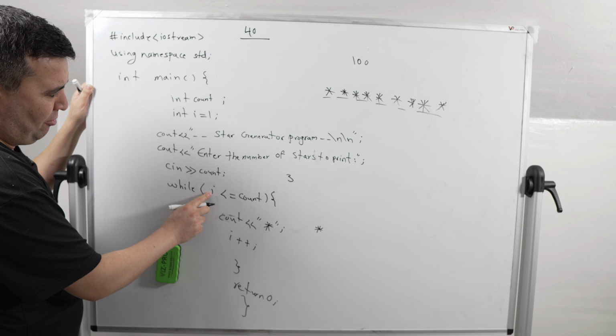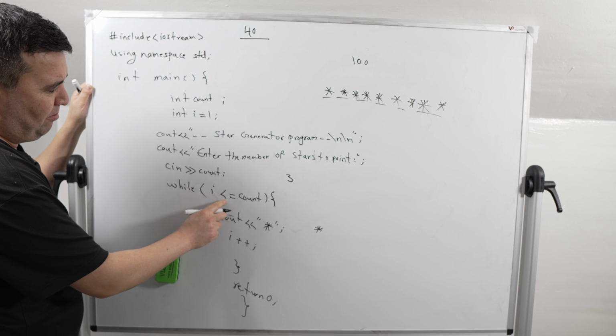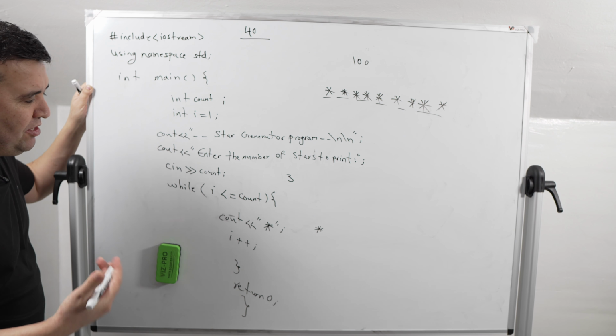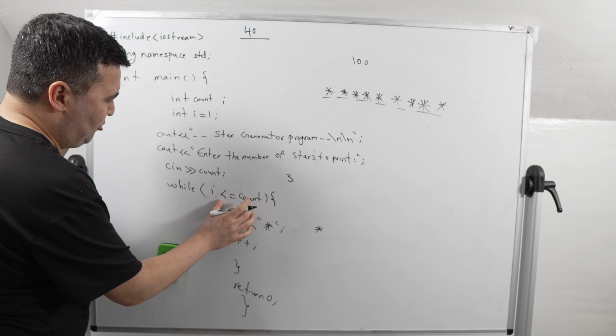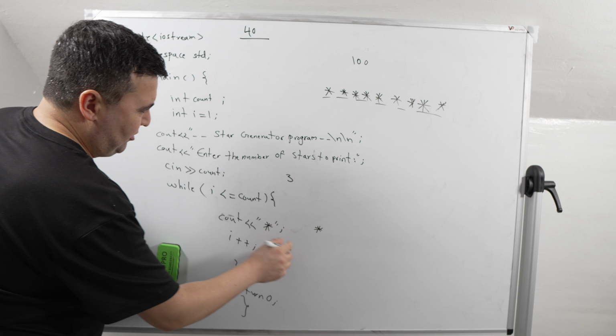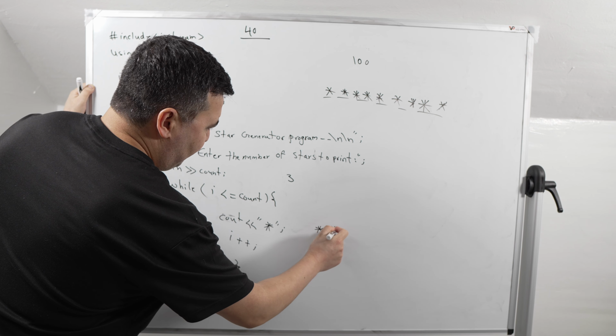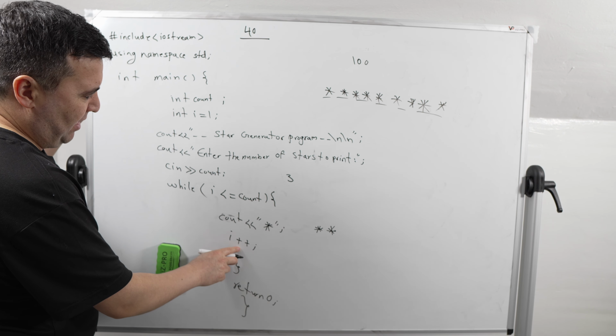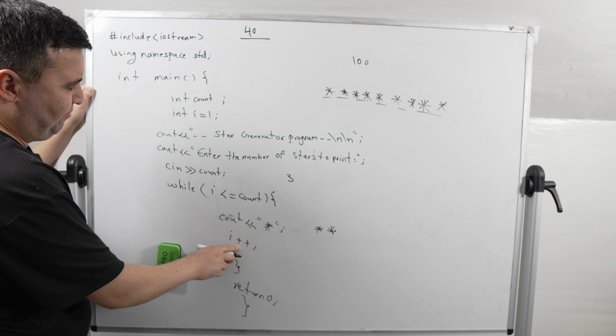Then again we check the condition. Is 2 smaller than or equal to 3? Yes, 2 is smaller than 3. So the condition becomes true again. Again we print out a star, another star. And then I becomes I plus 1, which becomes 3.